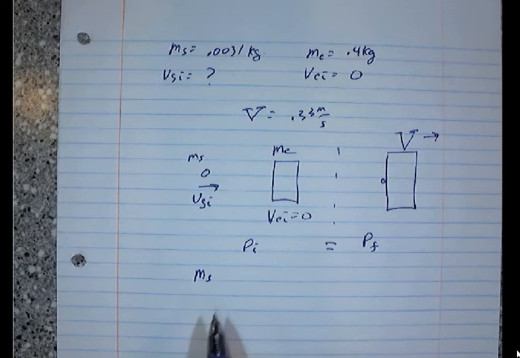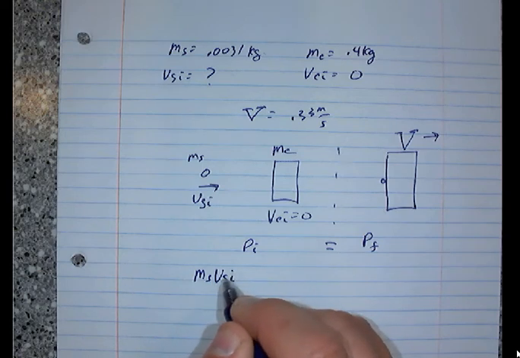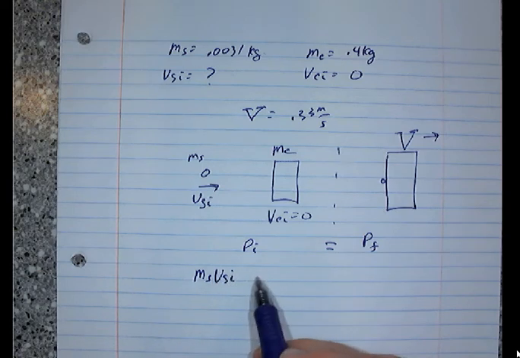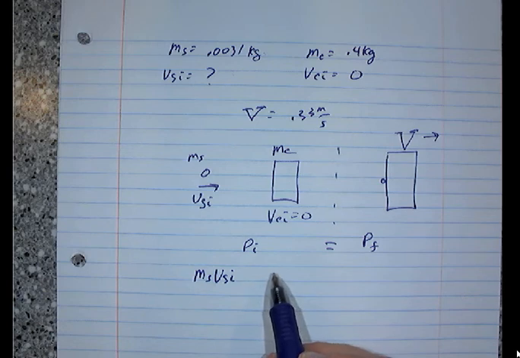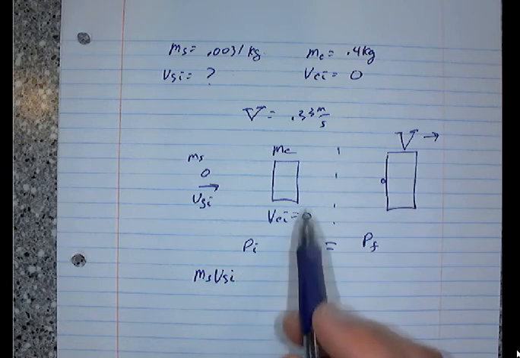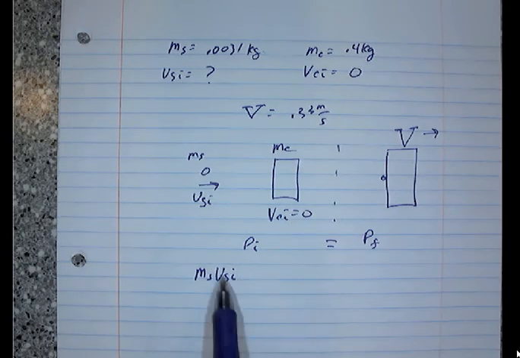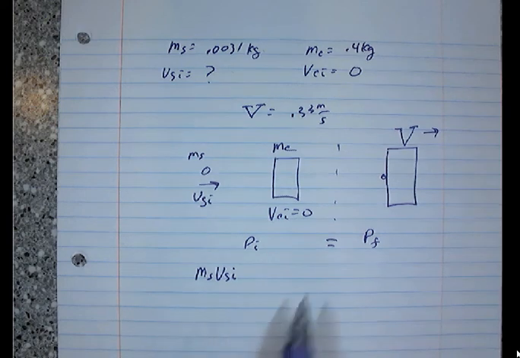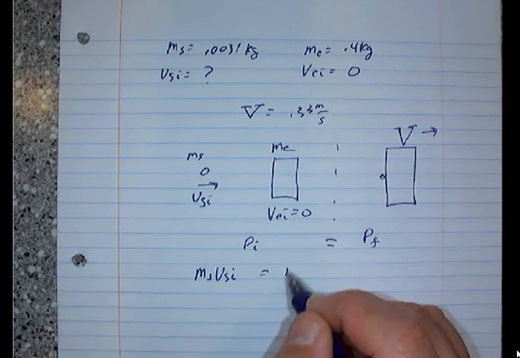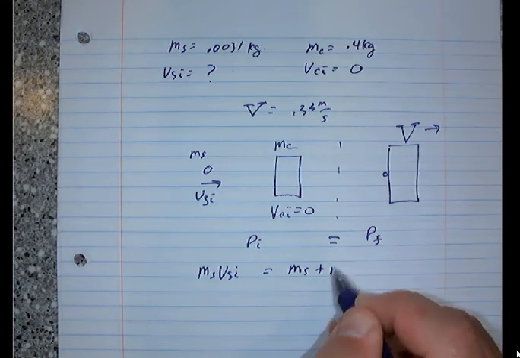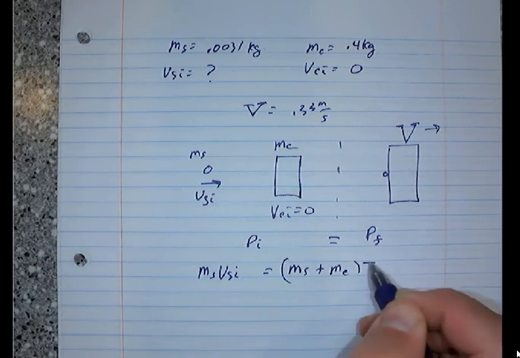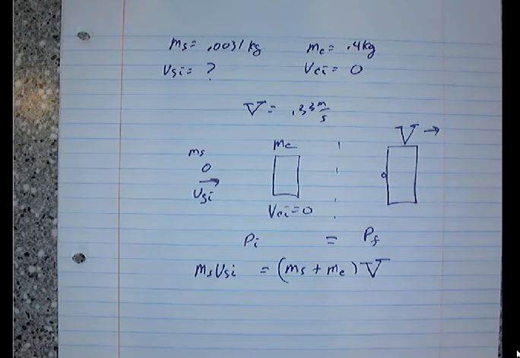So mass of the spitball, velocity of the spitball initial, and I could write mass of carton, velocity of carton initial if I wanted to, because that would be the momentum of the carton. But it's not moving, so it doesn't actually have any momentum. So the initial momentum of the system is just contained in the spitball. And then afterwards, we have a combined mass, mass of the spitball plus mass of the carton, and they have a common final speed.